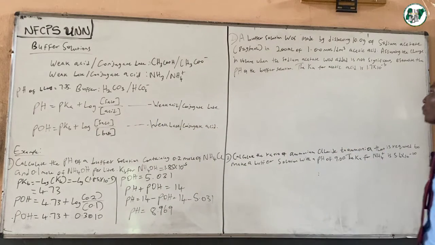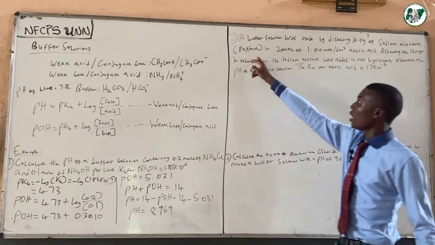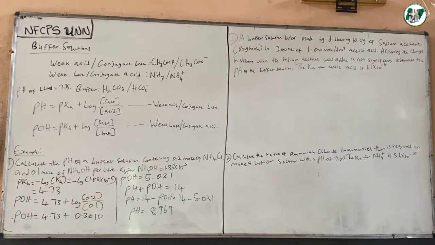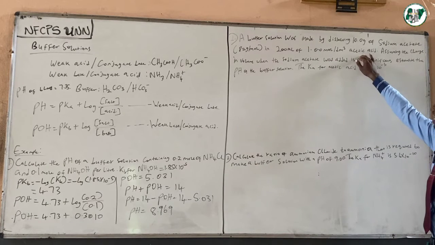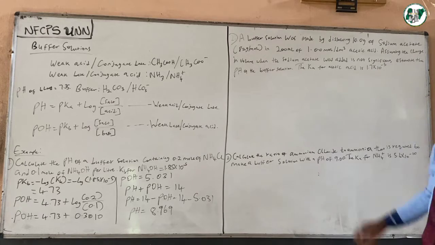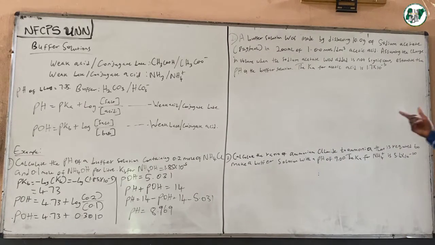So let us look at example number 2 and walk through it also. It says a buffer solution was made by dissolving 10 grams of sodium acetate, which has a molar mass of 82 grams per mole, in 200 ml of 1.00 mole per dm cube acetic acid. What we have here is a weak acid alongside its conjugate base, or its salt, sodium acetate. Assuming that the change in volume when the sodium acetate was added is not significant, what it means is that there's no dilution in this particular context, estimate the pH of the buffer solution.